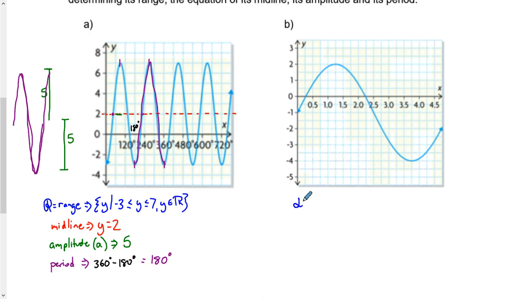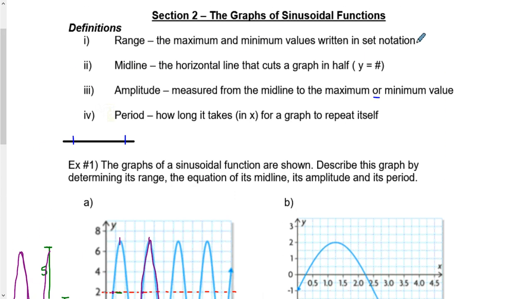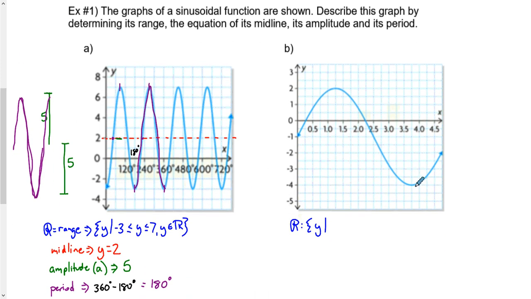Our range. Oh, that's domain. Delete that. 1D. There we go. So our range again talks about the maximum and minimum values written in set notation. So maximum, minimum. Well, let's see. The minimum value is -4. And the maximum value is +2. Y, of course, is still a real number.